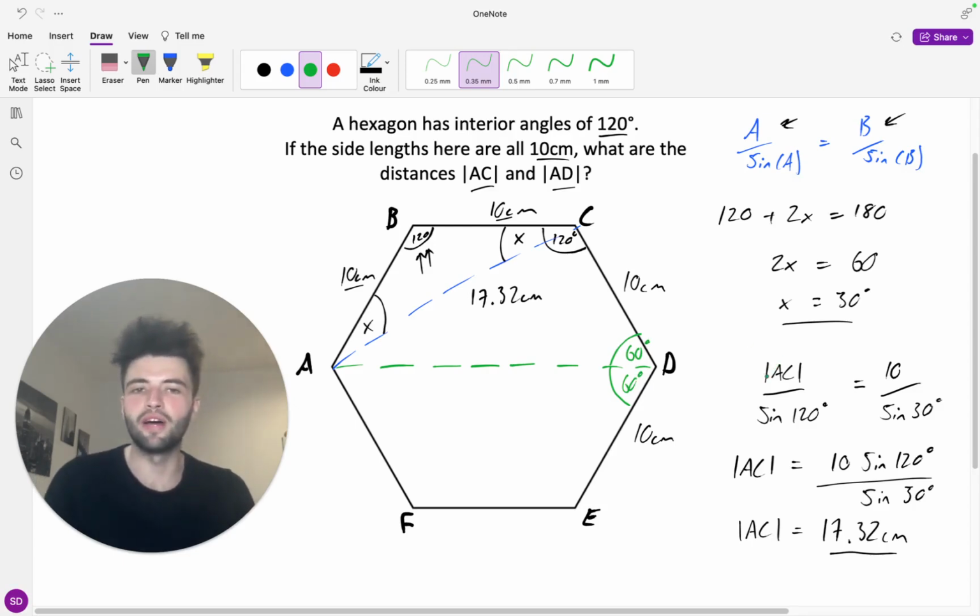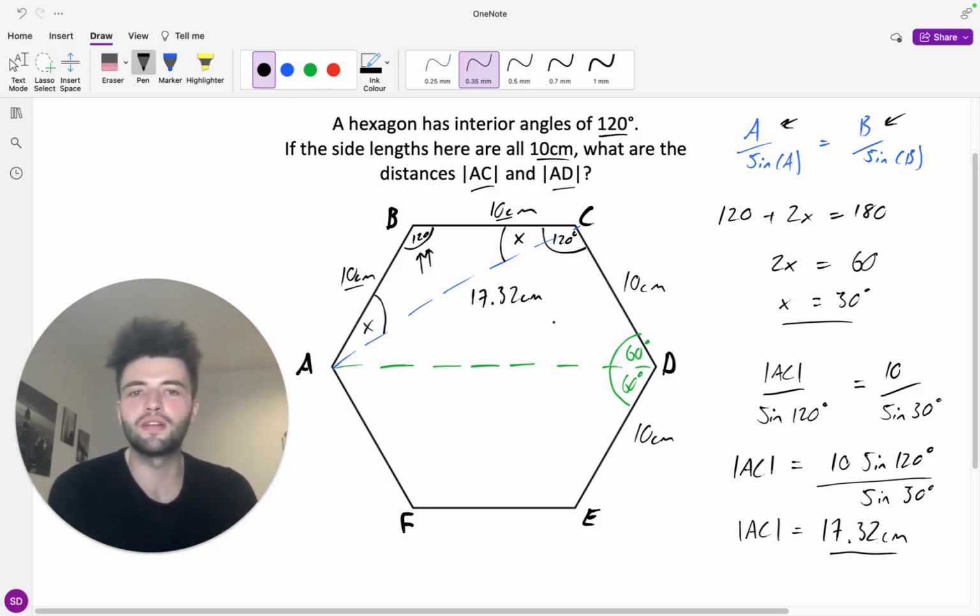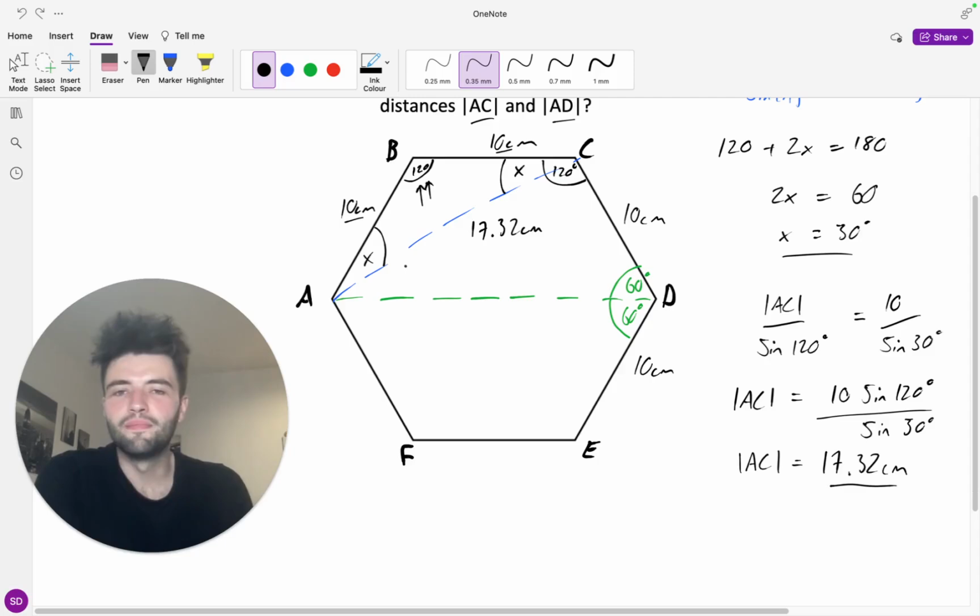So if the overall angle is 120, then this horizontal line AD cuts it in half. Now that we know this is 60 degrees, we can use a sine rule again to find the value of AD. But I've just realized we need to do a little bit more work, because we know that the value of the angle X is 30 degrees, and it's 60 on this side as well for the overall angle at A. Therefore this is also going to be 30 degrees in here, and this is all based on the symmetries in a hexagon.